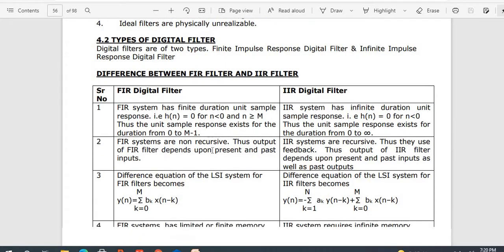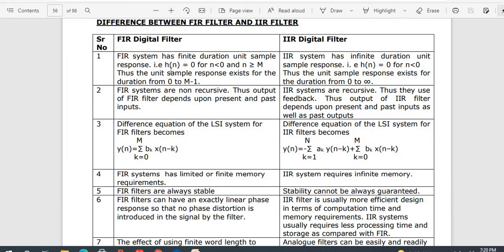So for the first point, h of n is equal to 0 for n less than 0 and n greater than or equal to M. Here M is the number of samples we are considering. Thus the unit sample response exists for the duration from 0 to M minus 1. See, the lower limit is known and the upper limit is also known. That is why it is called finite. Whereas in IIR, what is the limit here? 0 to infinity. We don't know the upper limit, we know 0, the lower limit, right? So this is called an infinite impulse response digital filter.